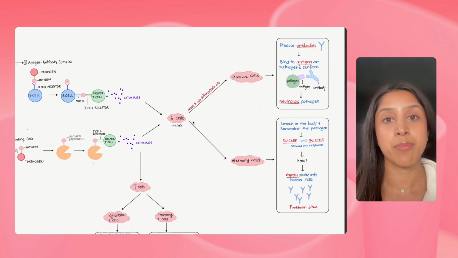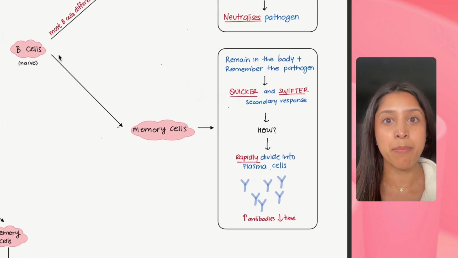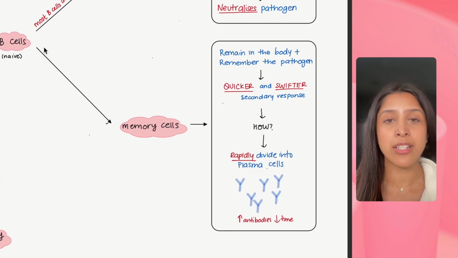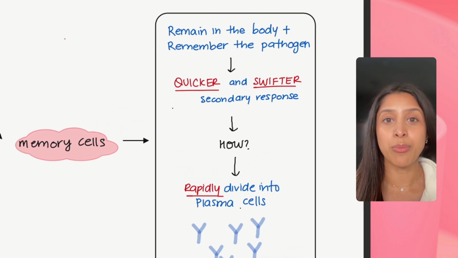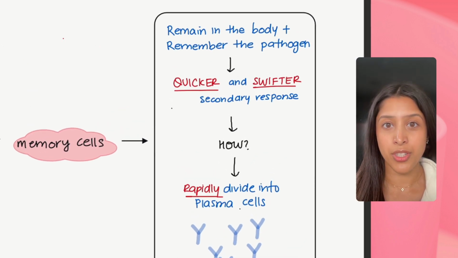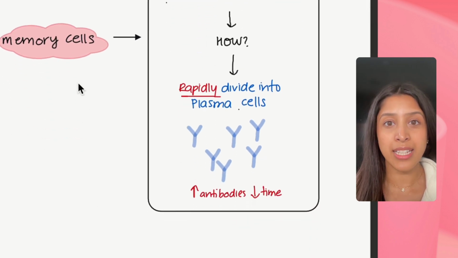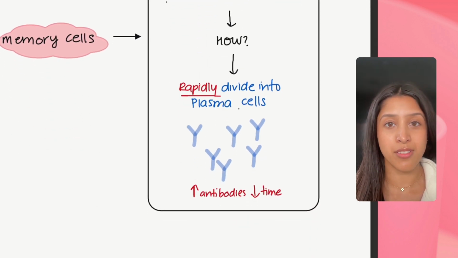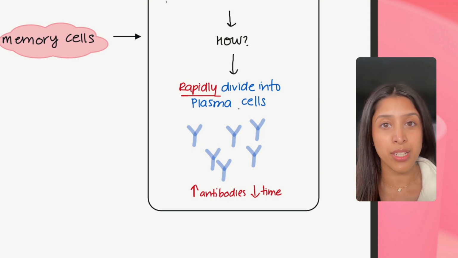Now, alongside the plasma cells, the body also creates these memory B cells. So these cells remain dormant in your body for even years after an infection. And what they do is that they remember the antigen that is on that pathogen. And if you get infected again by the same pathogen, your body will be able to quickly recognize it and initiate a much quicker and swifter response. So in the case of B cells, what happens is that these memory cells will rapidly divide into lots and lots of plasma cells. And as a result, they will create a larger concentration of antibodies in a much shorter period of time.